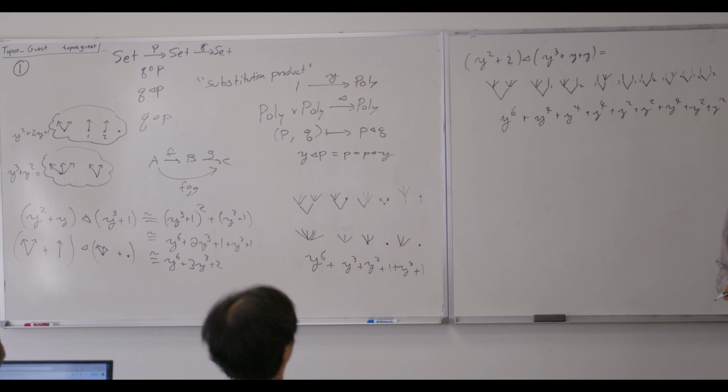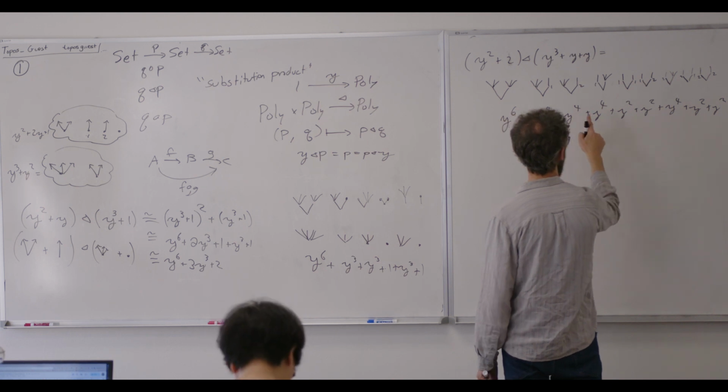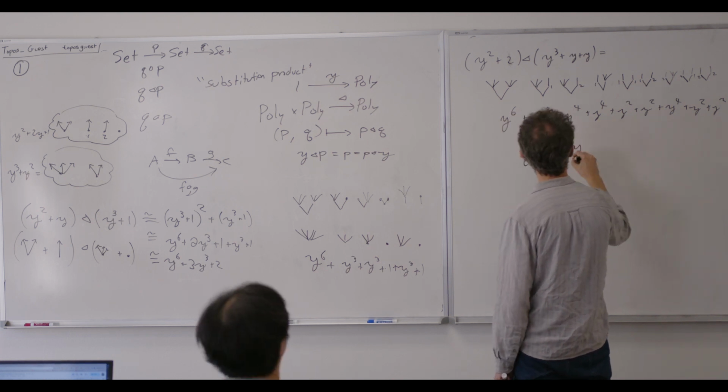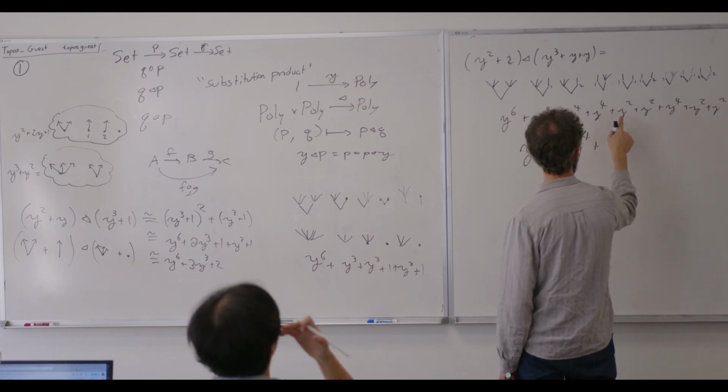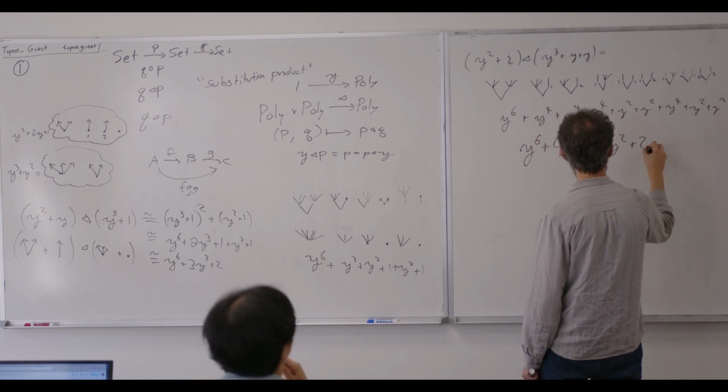Did anyone try it themselves and get the same or different thing? So I got y to the 6th plus 1, 2, 3, 4 y to the 4th plus 1, 2, 3, 4 y squared plus 2.